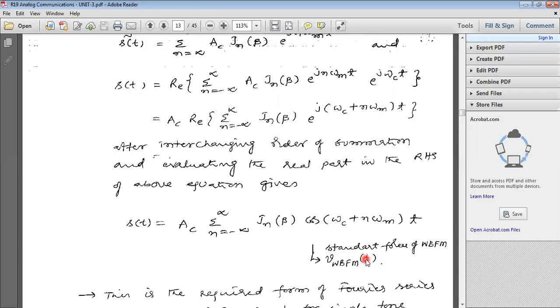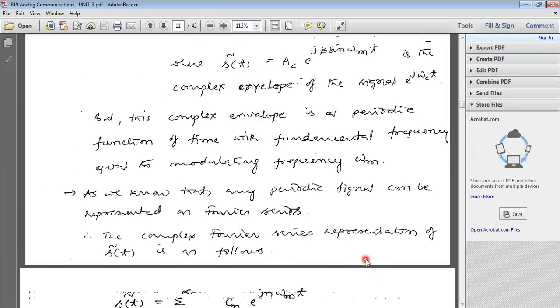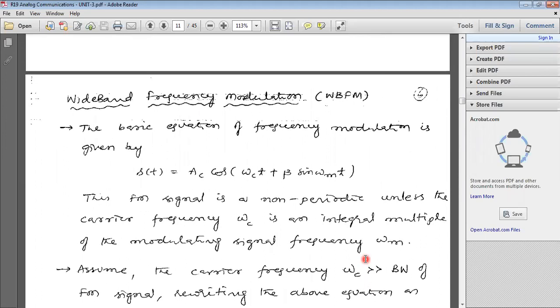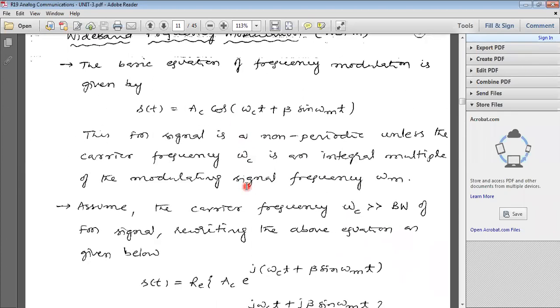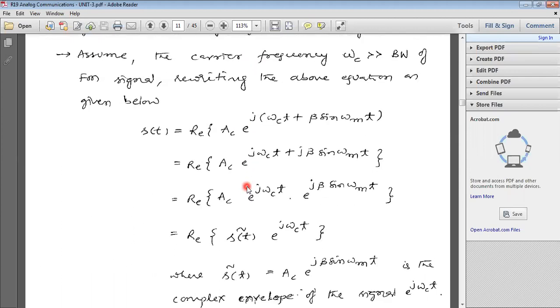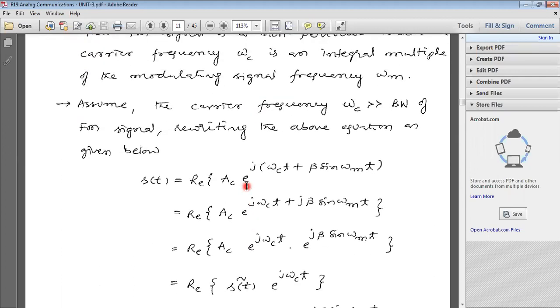Again, I will repeat this derivation. Just take a single tone frequency modulated signal, that is S of t equal to AC cos of omega ct plus beta sin omega mt. Here the carrier frequency omega c is considered very high compared to the bandwidth of the FM signal. If we rewrite the above expression, it becomes S of t equal to the real part of AC into e power j of omega ct plus beta sin omega mt.